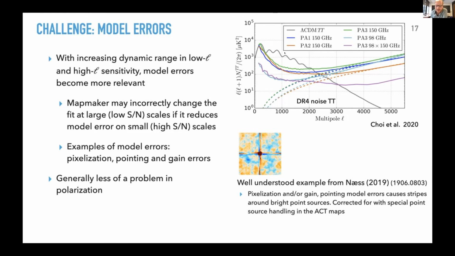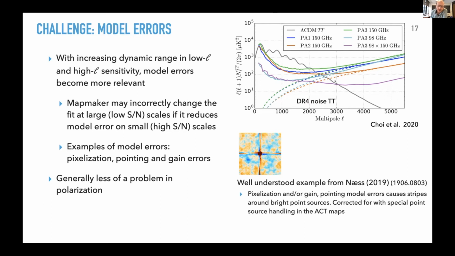So with this dynamic range only increasing, I think we have to start worrying more and more about these model errors. So what I mean by the model error, it's an error in the model, not in the way you characterize the noise, but in the way you characterize the signal. And so examples of this are assuming that the sky is pixelized, which is obviously not actually true, having errors in the pointing of the telescope, having errors in the gains, etc.